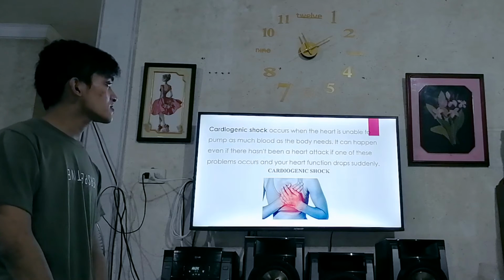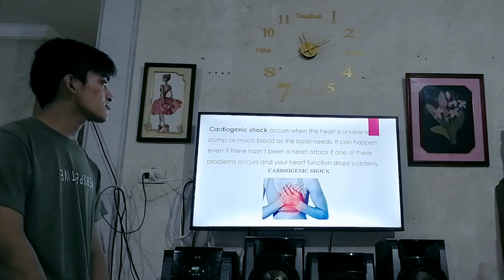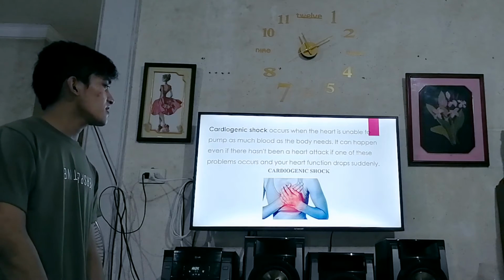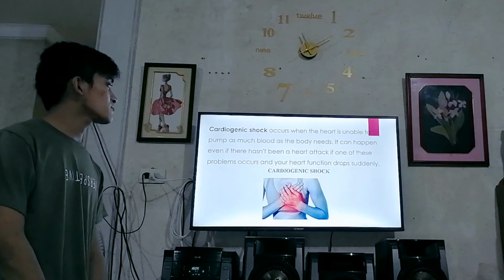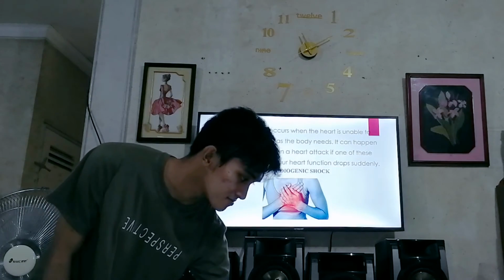Cardiogenic shock occurs when the heart is unable to pump as much blood as the body needs. It can happen even if there hasn't been a heart attack. If one of these problems occurs and your heart function drops suddenly.